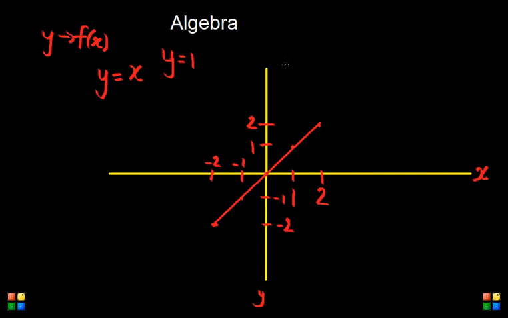So in this example, the line is sloping upwards. It's going this way. Correct? It's going this way.